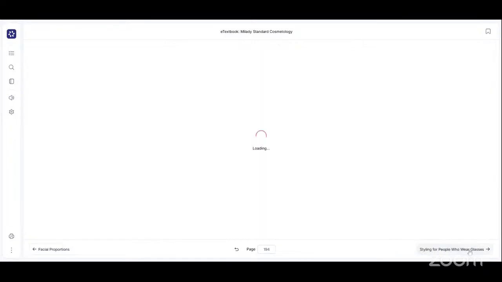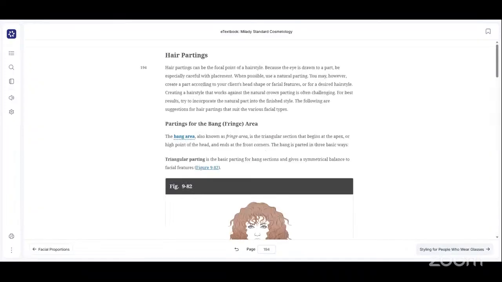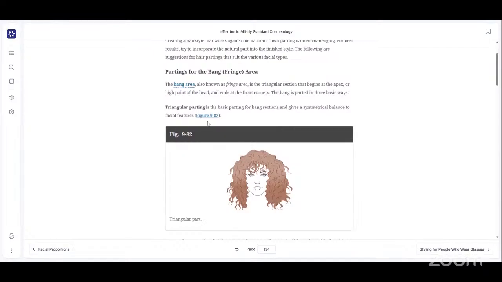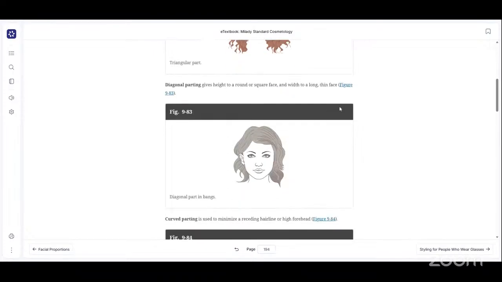Let's move over into partings for the bang area. The bang, okay, also called the fringe. Make note, the bang is also called the fringe. All right. The bang is parted into three basic ways. Triangular parting, that's what they did with the money piece yesterday. Triangular parting, okay, it gives us symmetric balance, which means it's even on both sides.